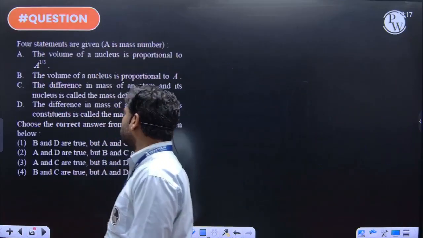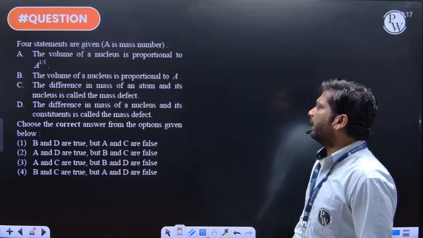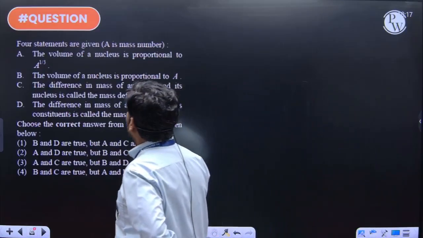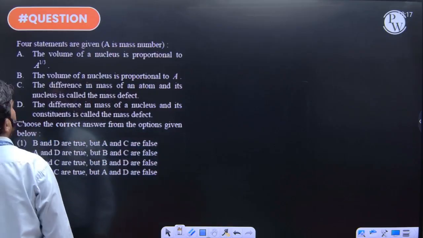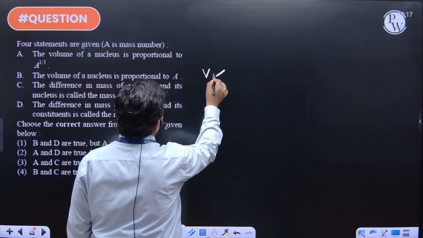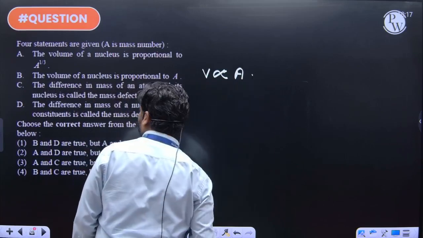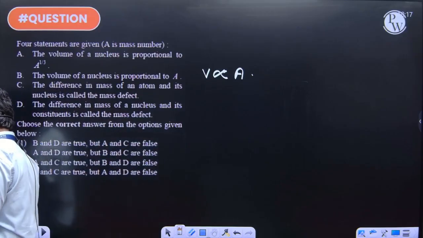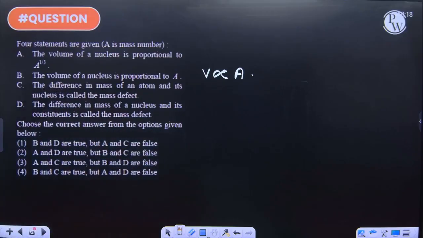Next, 4 statements are given. A is the mass number. The volume of a nucleus is proportional to, yes, the volume of a nucleus is proportional to A. Volume of a nucleus is proportional to A, right?